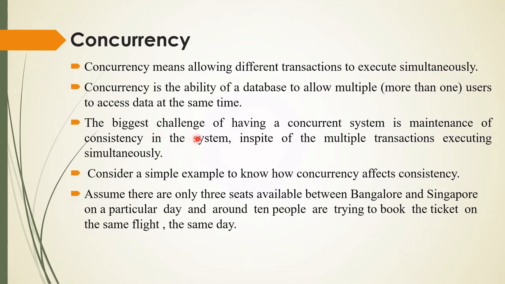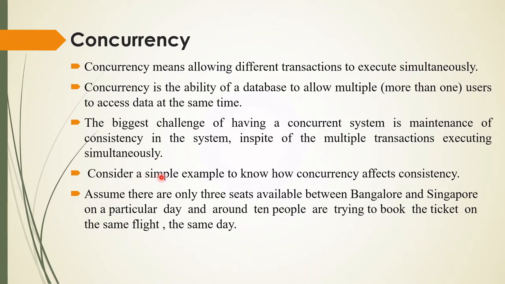The biggest challenge of having a concurrent system is the maintenance of consistency in the system. If we are allowing concurrency, then the consistency of data must be maintained in spite of multiple transactions executing simultaneously. So concurrency means allowing different transactions to execute simultaneously, but our data's consistency must be maintained.